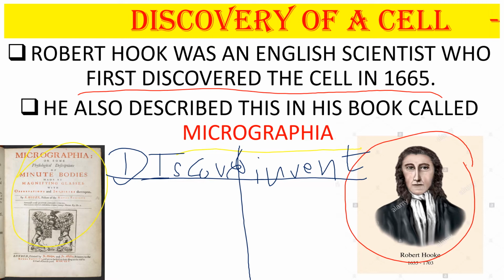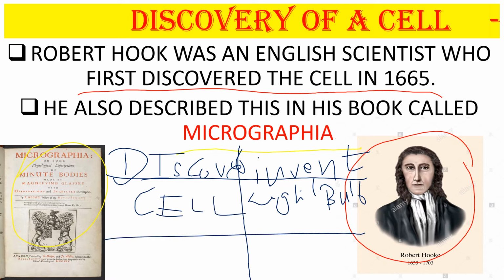Edison, light bulb. It is an invention. Light bulb is an invention by Edison. So let's see the next one. Robert Hooke, cell. 5, 4, 3, 2, 1. It's a discovery. So I have given you two examples. I think you might have understood.